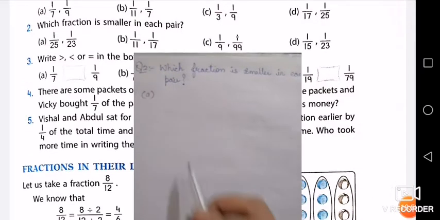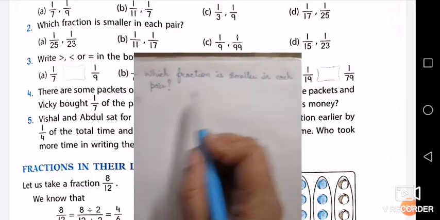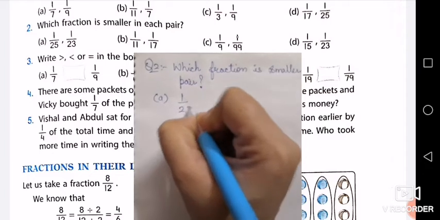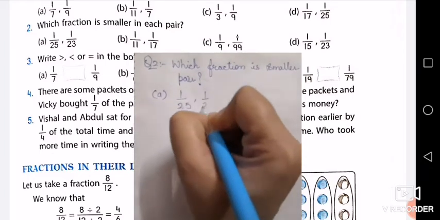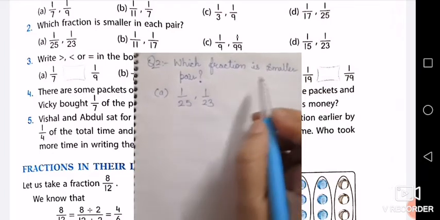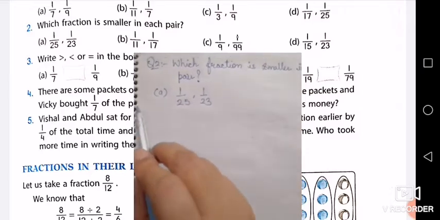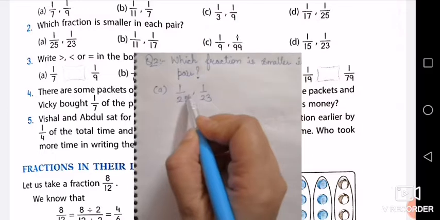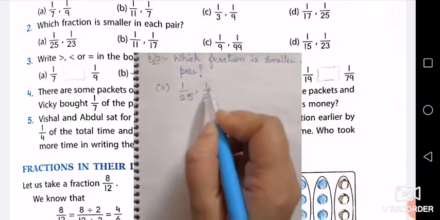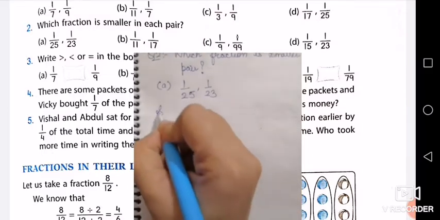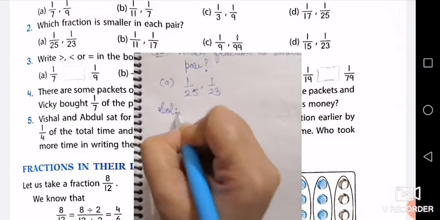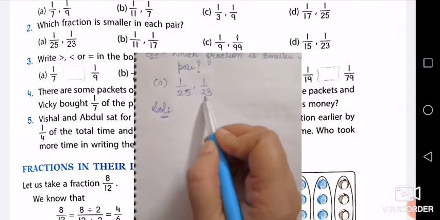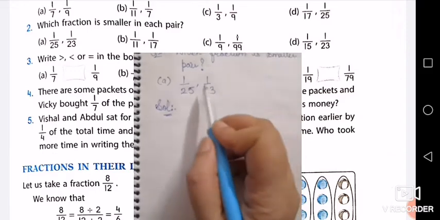Now question number 2, which fraction is smaller in each pair? In the first pair, 1 by 25 and 1 by 23 have been given. It is not given here that you should verify your answer by cross multiplication, so simply by comparing these fractions you can tell which fraction is smaller. Smaller the denominator, greater the fraction.